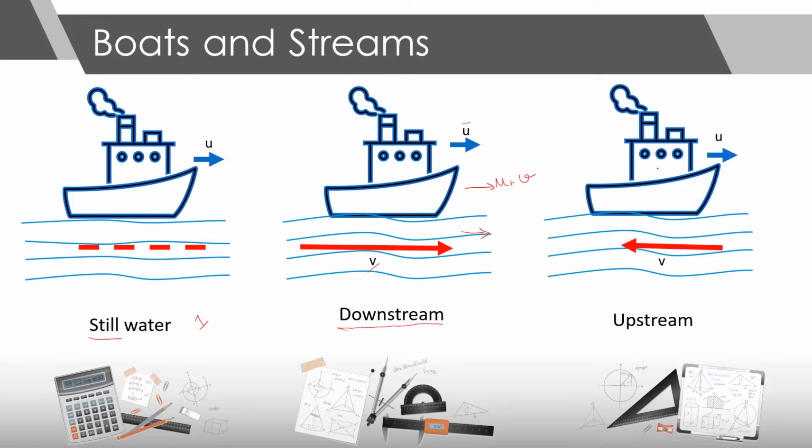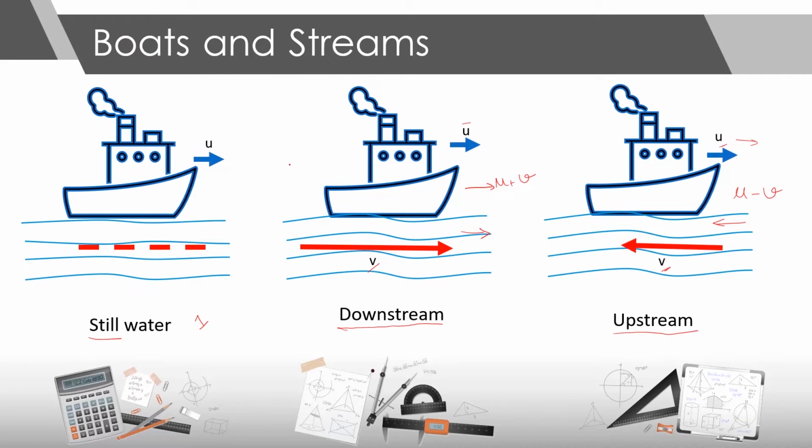The third scenario is when the boat is moving in the opposite direction of the stream. This is called upstream movement. When a boat is moving upstream, the effective speed of the boat reduces. So if the boat moves at a speed of u in still water and the stream is moving at a speed of v, then the effective speed is going to be u minus v. So these are the three scenarios.